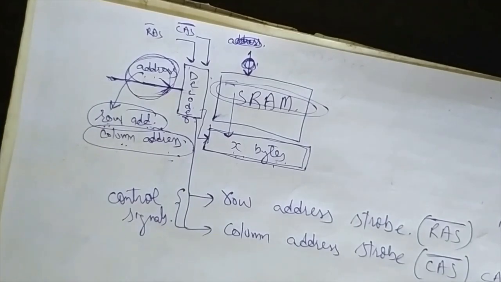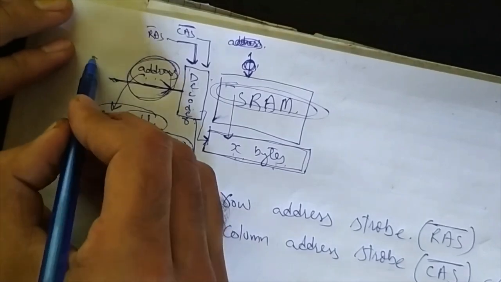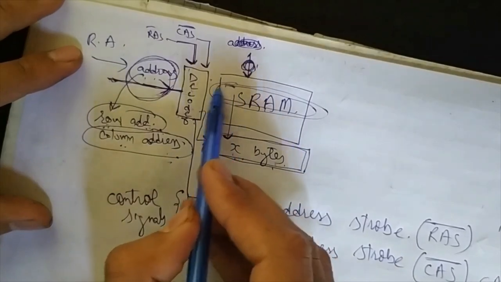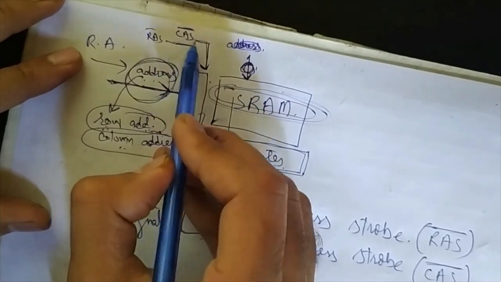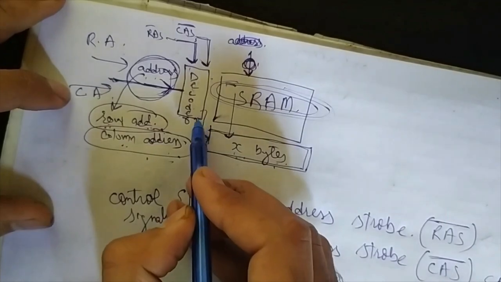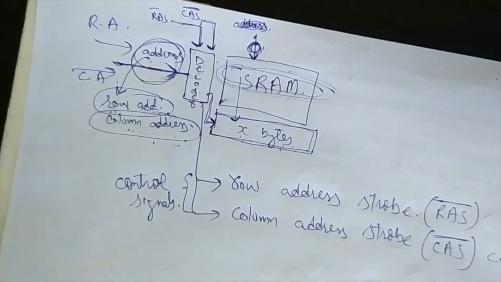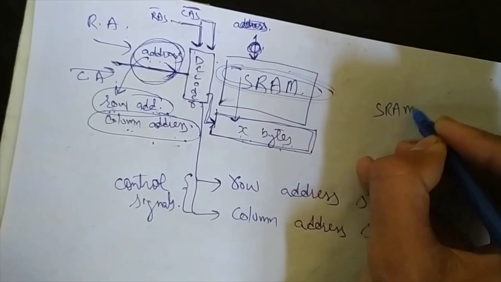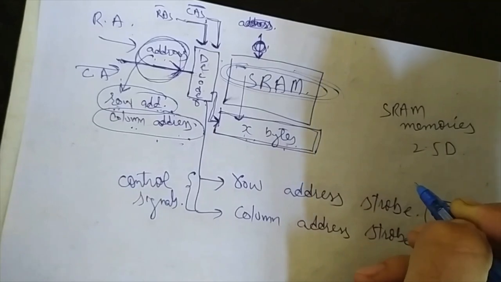So whenever we have to read data, we first assert the row address strobe and send a row address. After sending the row address, it selects one of the rows. Then we assert the column address strobe, this control signal, and send the column address. Based on the column address, the decoder chooses one of the bytes from these X bytes. Okay, so this was all about the SRAM memories and 2.5D organization.